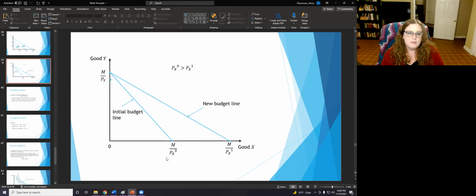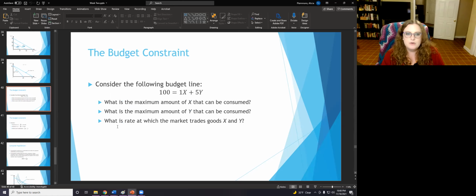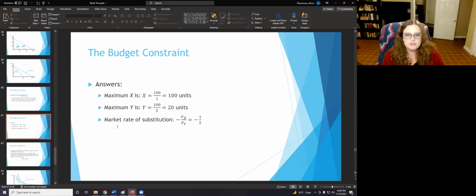All right, they can hinge outwards, they can hinge inwards, they can move outwards. So if you increase the amount of money in a budget, it shifts outwards parallel. If you change the price of one of the goods, one side may hinge in or out depending on if you can now afford more or less of that good. Okay, so then we had worked through some examples of the budget constraint.